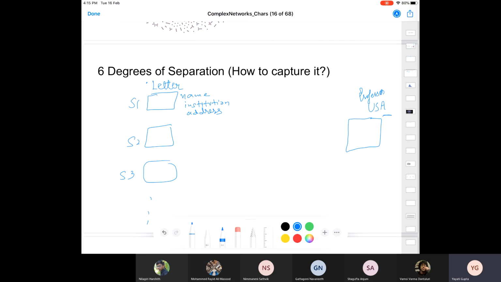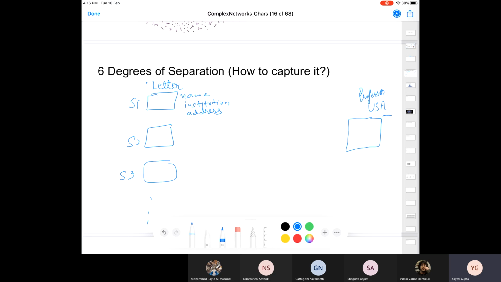So now assume you were a participant in this experiment. I gave you this letter which had the name, institute and address of a professor in USA, whom you probably won't know. What you had to do was somehow make this letter reach that professor. And in order to do this, you cannot directly send this letter to the professor. So although his address is written in the letter, you can't just post it to that address.